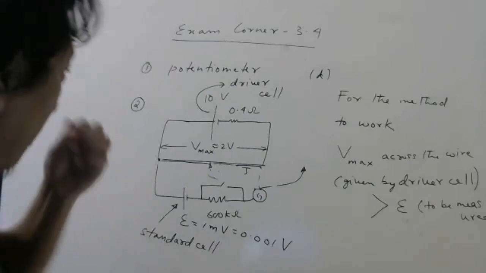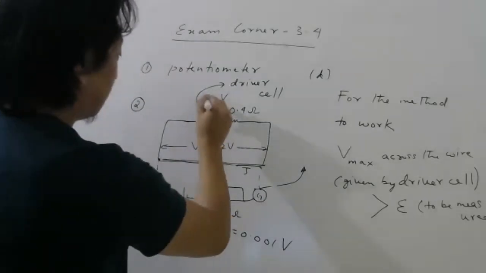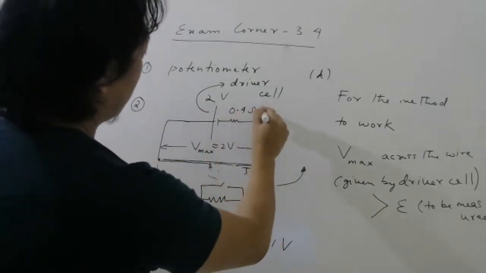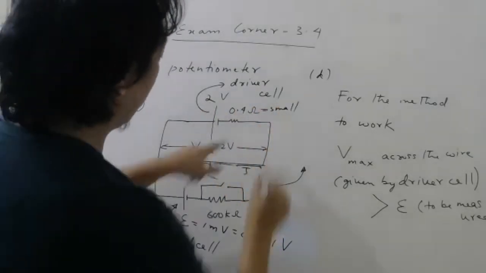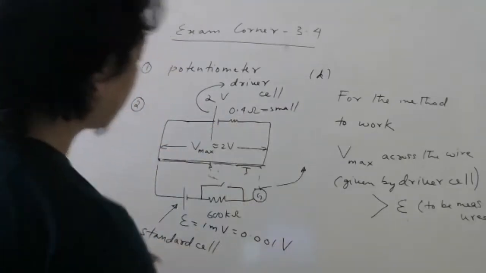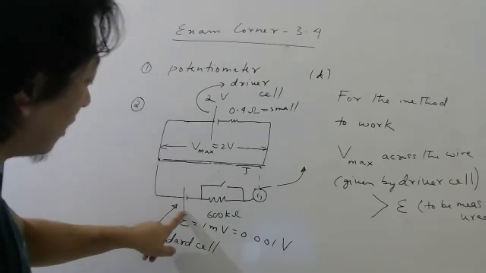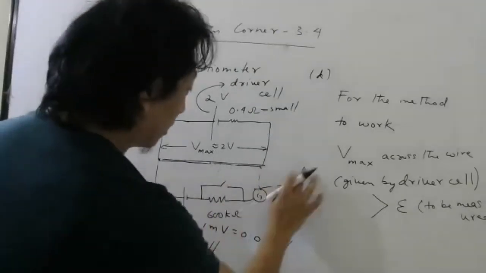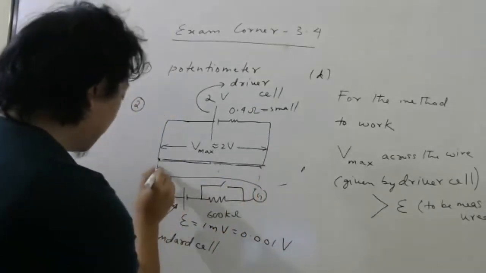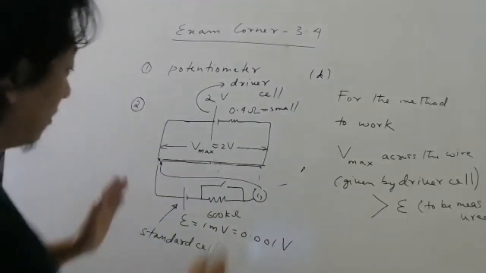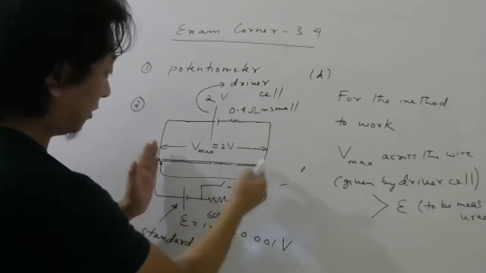Now usually this was 2 volt. So here potential difference maximum can be 2 volt. Assume this is very small. Now listen carefully. If this is very small, then where should your jockey be? Your jockey should be extremely close here. Right? Yes or no? This is 2 volt, this is 1 volt, this is maximum 2 volt.